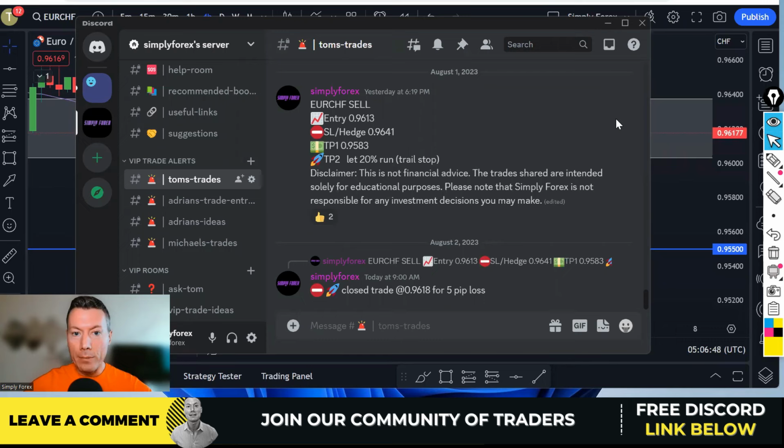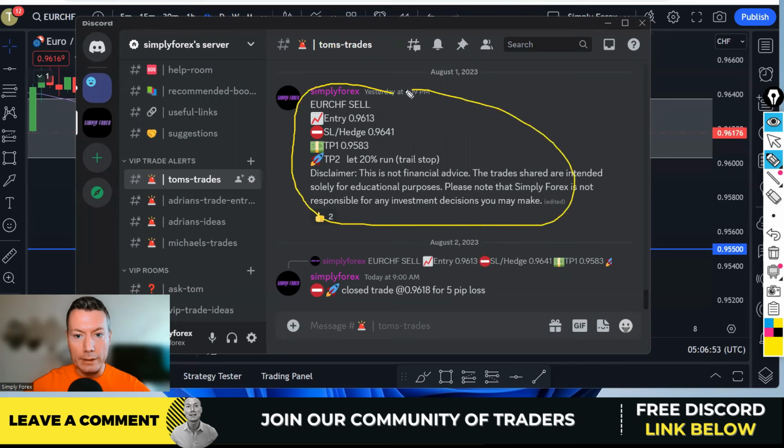In my VIP Discord channel, I give you my trade ideas. This was one of my trade ideas, this Euro Swiss franc sell. As you can see, I got in at 96.13 and it hasn't hit target. Then as a follow-up to this trade, I've put this closed trade at 0.618 for an 85 pip loss. So I have cut this trade early, because I don't like what's happening on the charts. Let's look at this and why I've changed my mind on this pair.